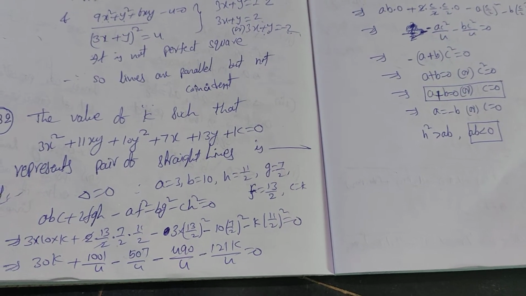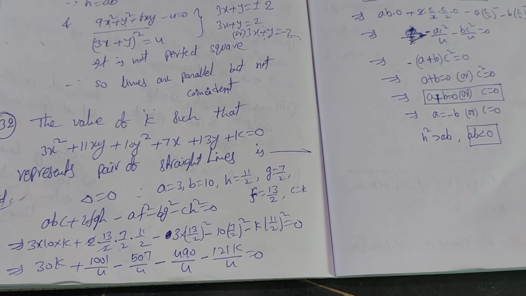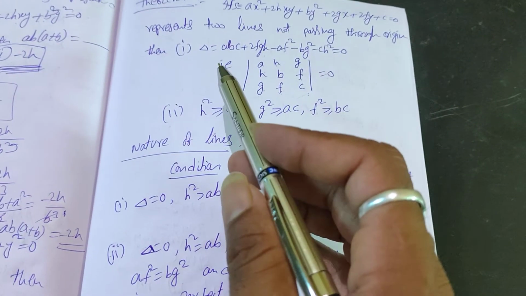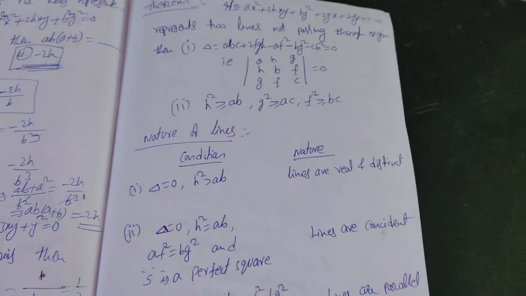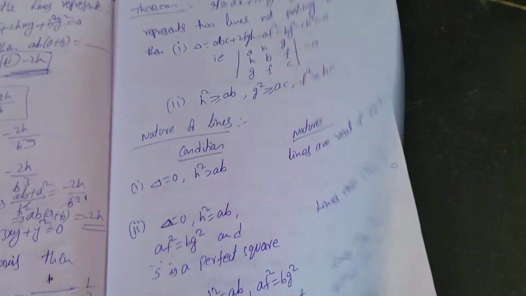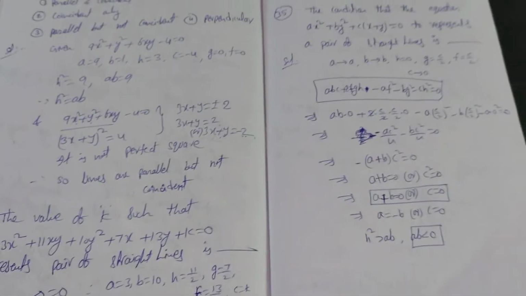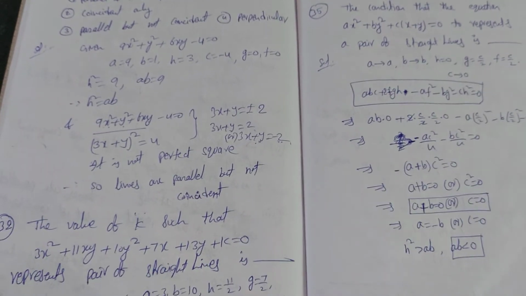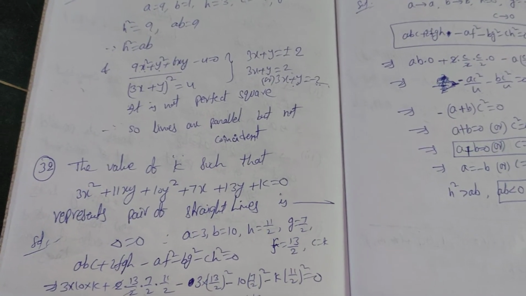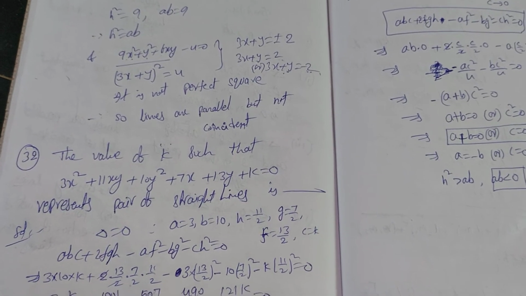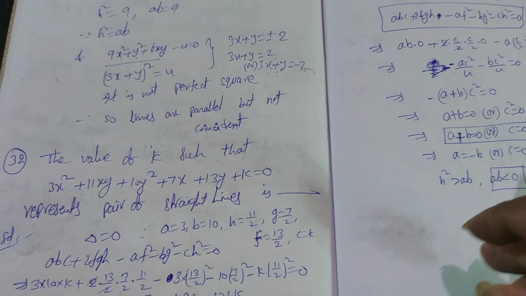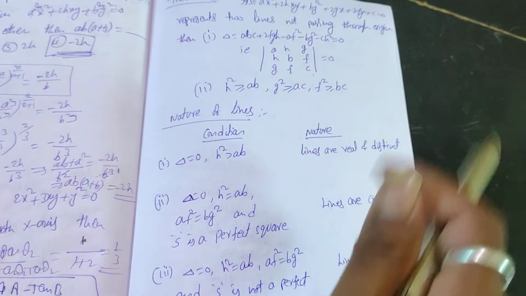Whenever they give this, maximum you opt for the condition Δ = 0. So here I gave Δ = 0, h² ≥ ab, g² ≥ ac, f² ≥ bc. Those three conditions, no need to check them out. According to the options, if it is necessary, you have to go for the second condition also. Second condition, three options are there: h² ≥ ab, g² ≥ ac, f² ≥ bc. Okay, these three conditions no need to go.